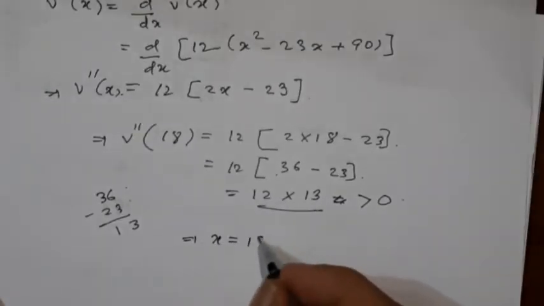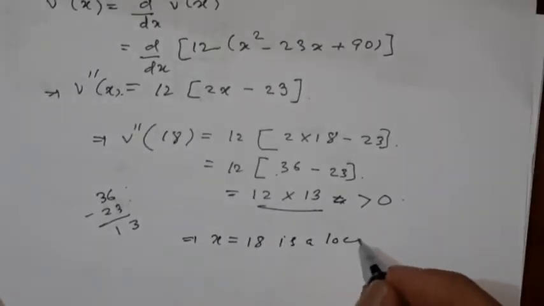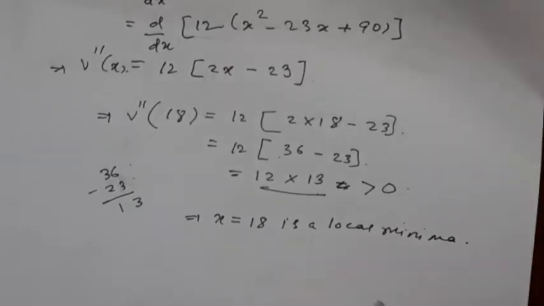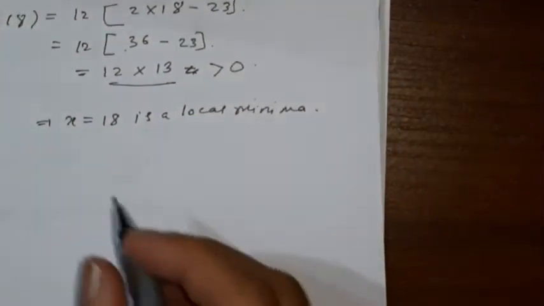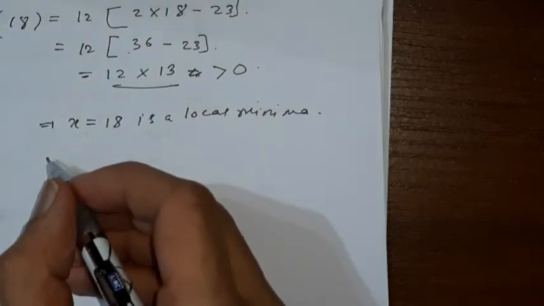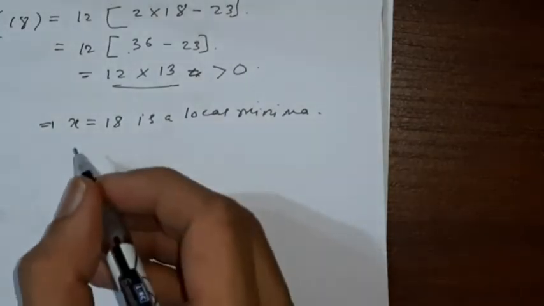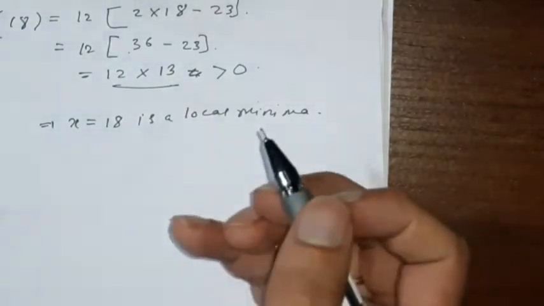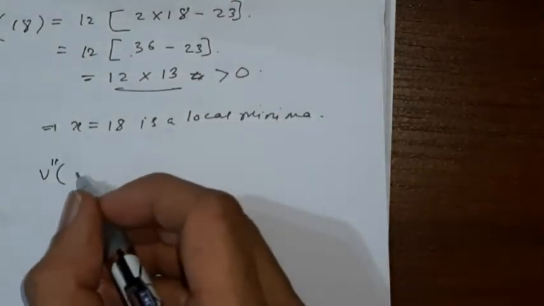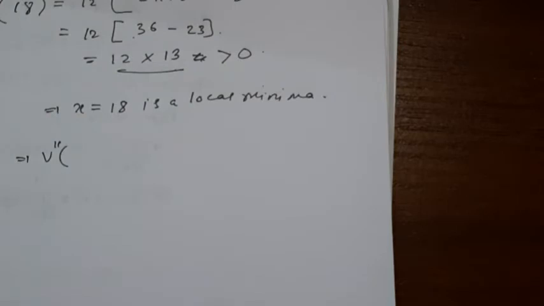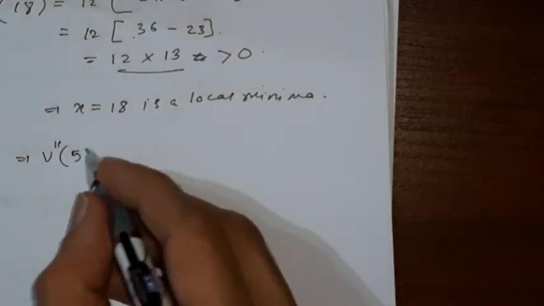So x is equal to 18 is a local minima. What we are getting is local minima, but we don't want local minima, we want maximum volume, so we want local maxima. So we have to find V double prime at the next critical point, and that is 5.